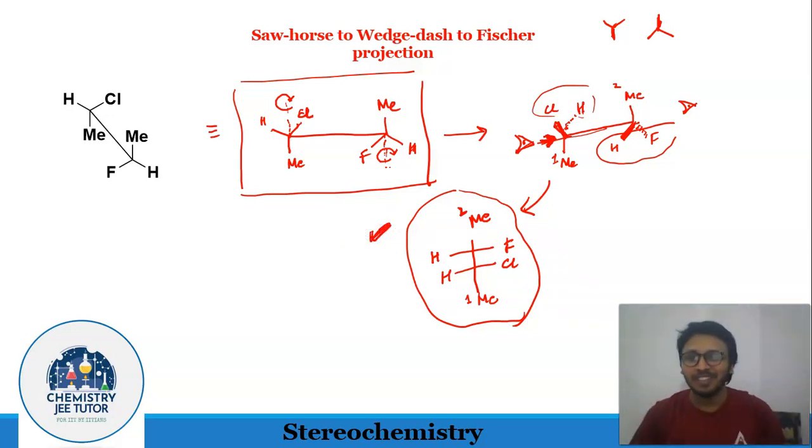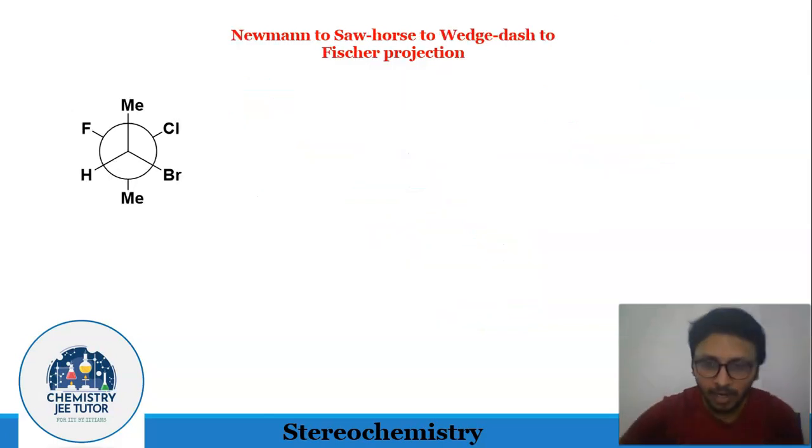Or how many marks, 2 marks, 3 marks, doesn't matter. So you got a sawhorse, you can convert it to a wedge dash, you got your tricks. Then wedge dash, you can convert into Fischer, you got your tricks. Last one, let us see. You have to convert in Newman, the last projection. If you give me a sawhorse, I will convert it into Fischer through wedge dash. If you give me a wedge dash, I can convert it to Fischer directly.